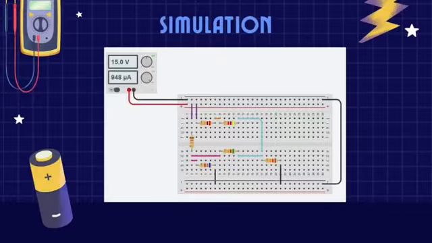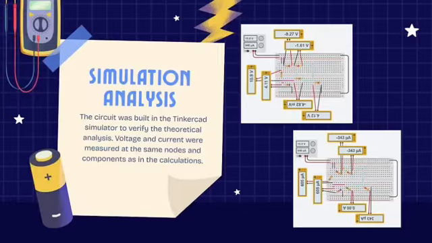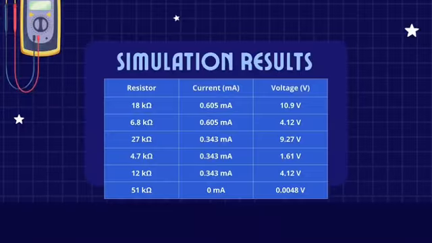The next step is the simulation of the circuit. The circuit was built in the Tinkercad simulator to verify the previous analysis. The voltage and current were measured at the same nodes and components as in the calculations. For each one of the components, their voltage and current were measured to verify the theoretical analysis that was previously done. These are the simulation results.